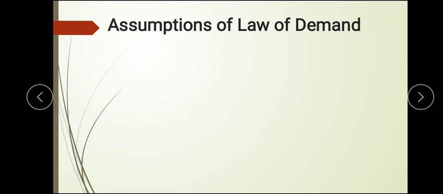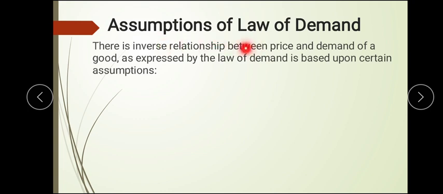For the working of this law of demand, we need to have certain assumptions. Now what are assumptions? Assumptions means some factors, that is all the factors which we have studied other than price, should be taken into consideration. We know that there is an inverse, meaning an opposite, relation between price and demand. For the working of the law of demand, there are certain assumptions that should be taken up. On the basis of those assumptions only, that law will work.